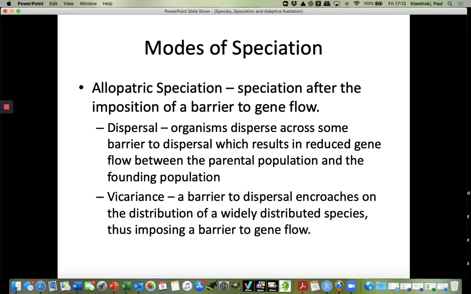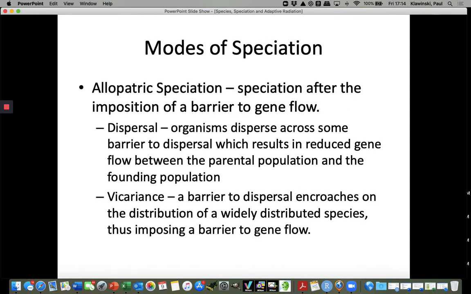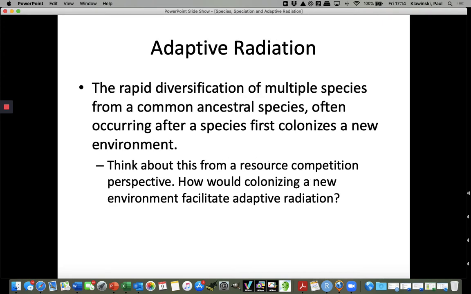The other thing is that barriers can encroach upon the distribution of widely distributed species through a change in the course of a river, or mountains rising, or deserts forming, or any of these things can produce barriers to dispersal. It isn't that the population moved, it's that a barrier to dispersal arose that then separated the population into two or more segments. So those are the two models of speciation, allopatric speciation and sympatric speciation.